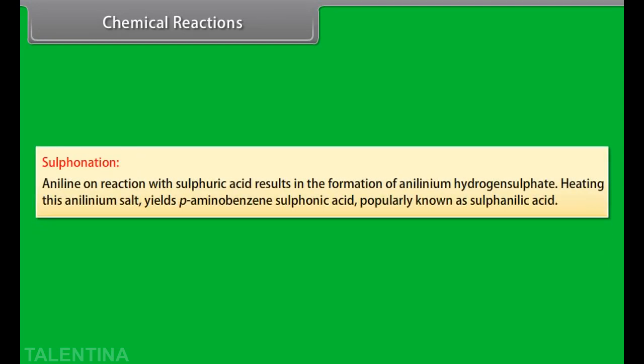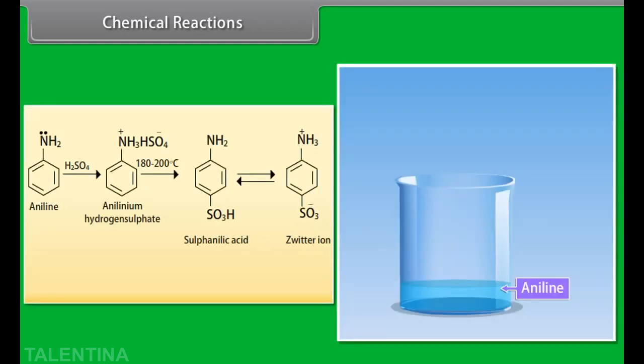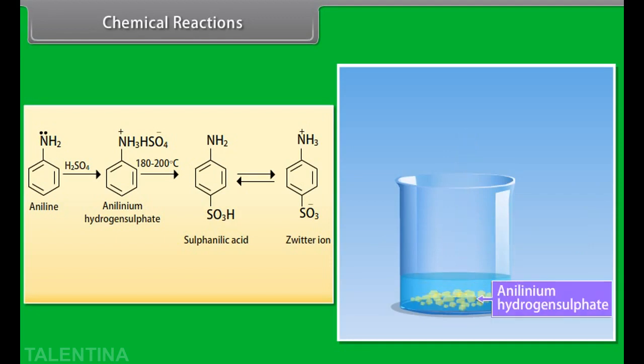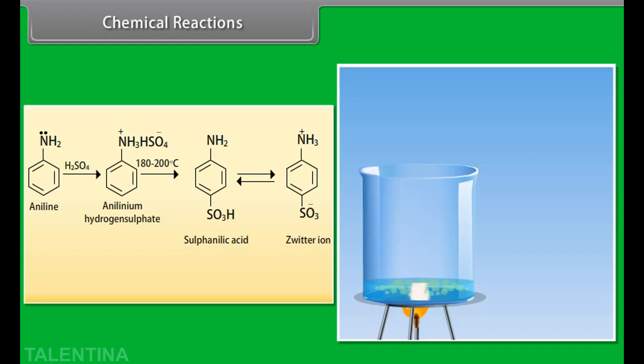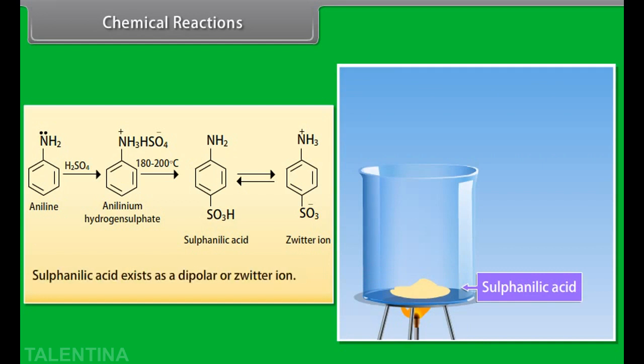Sulfonation. Aniline on reaction with sulfuric acid results in the formation of anilinium hydrogen sulfate. Heating this anilinium salt yields para-aminobenzene sulfonic acid, properly known as sulfanilic acid. Aniline reacts with sulfuric acid to form anilinium hydrogen sulfate, and then heating the anilinium ion at 180 to 200 degrees Celsius forms sulfanilic acid. Sulfanilic acid exists as a dipolar or Zwitter ion.